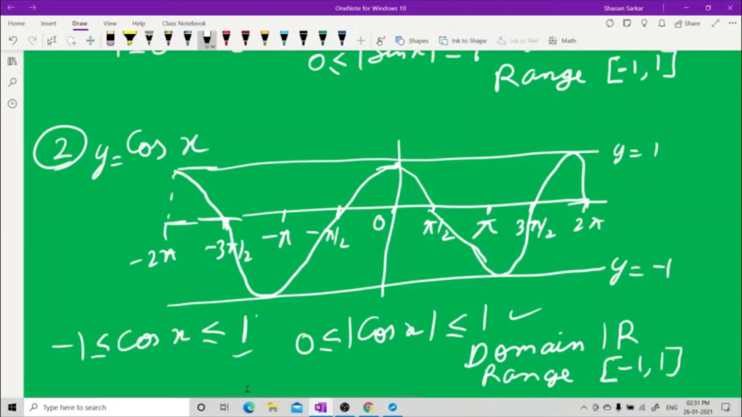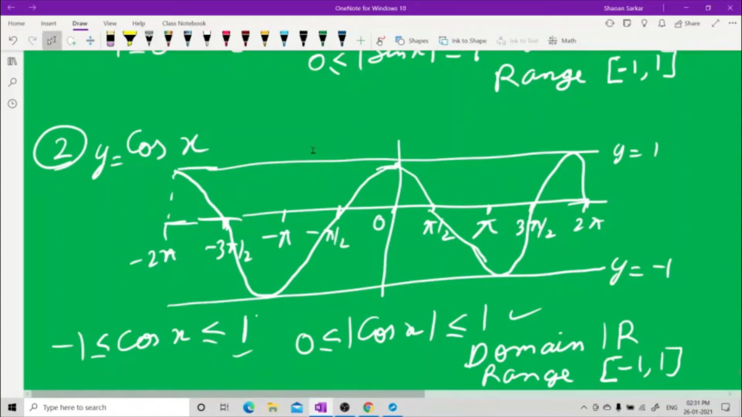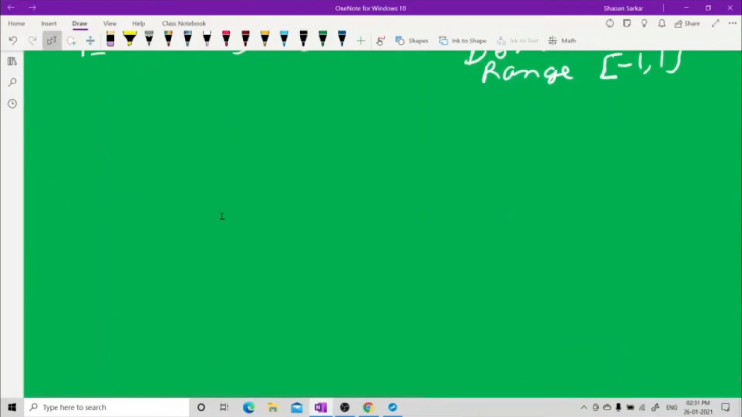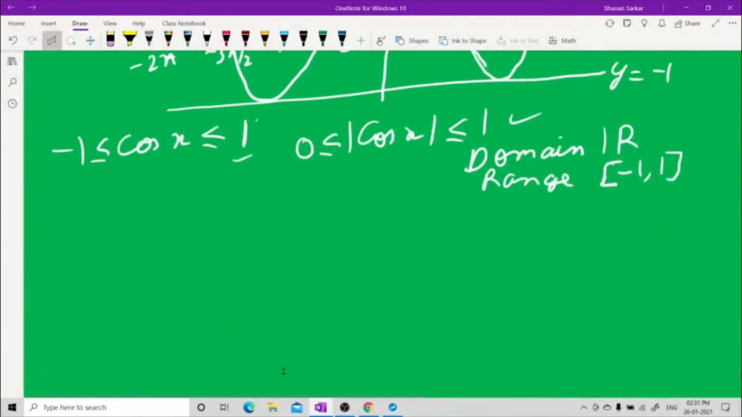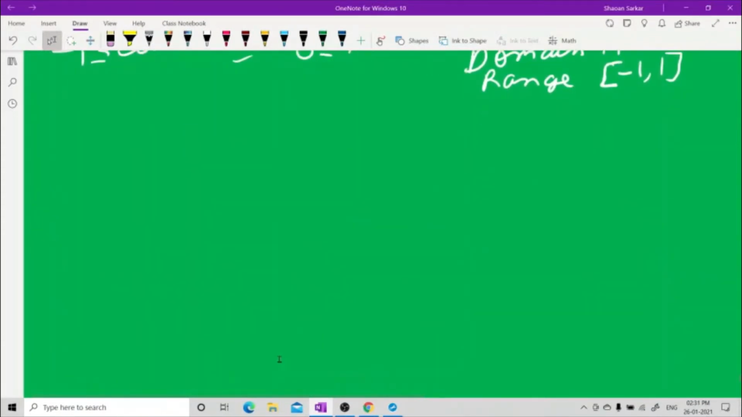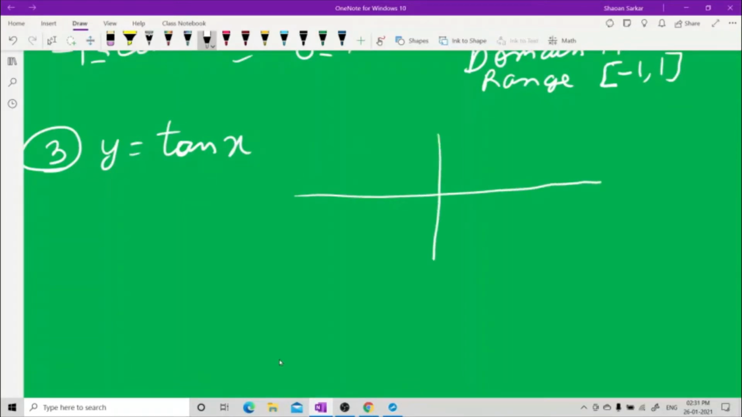Now the next graph is the tan graph. We will take the tan graph. Third is our y equal to tan x. Tan x. Now see, this is your x-axis, y-axis.